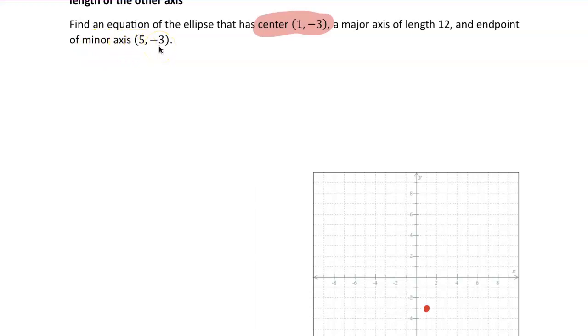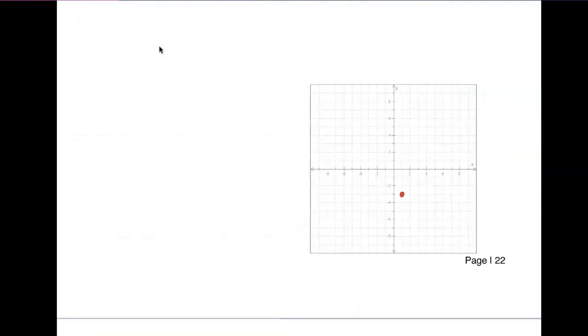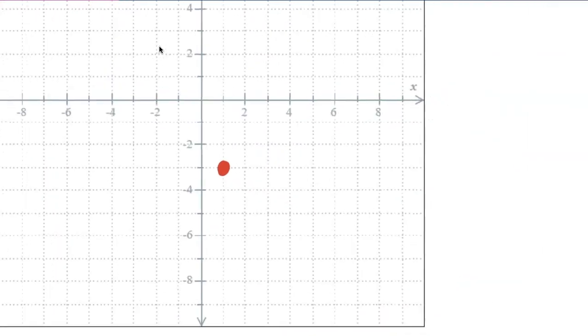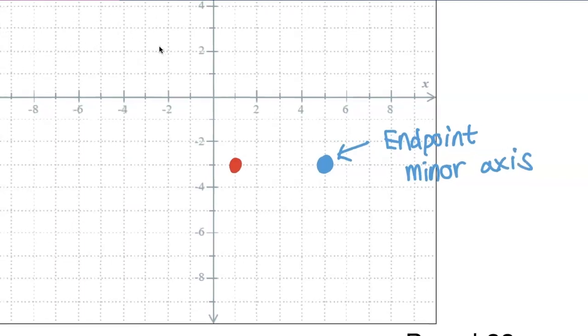I'm going to plot that, okay? So 5 to the right, down 3. So I'm going to plot 5 to the right, down 3. So that is going to be the endpoint of a minor axis. I think I have enough clue to figure out how long this minor axis will be.